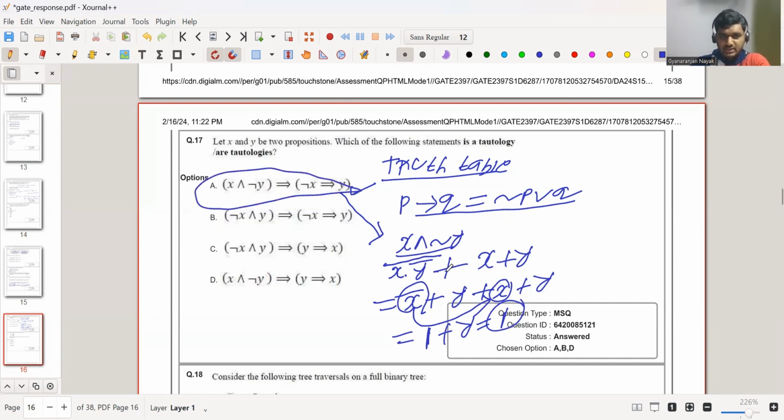So option A is a tautology. Similarly, if you check, you find option A and option B and option D are tautologies. So here the answer is A, B, D. We proceed to the next.